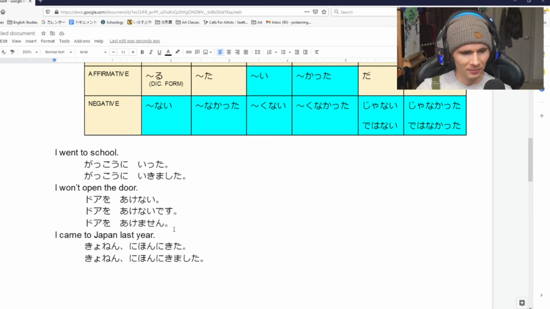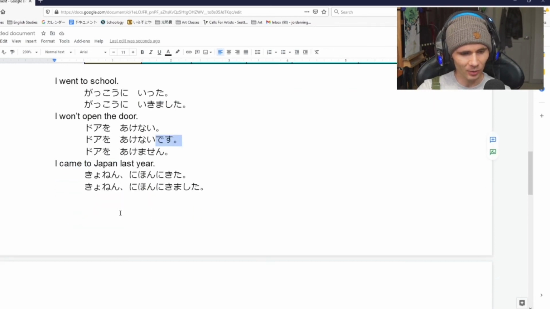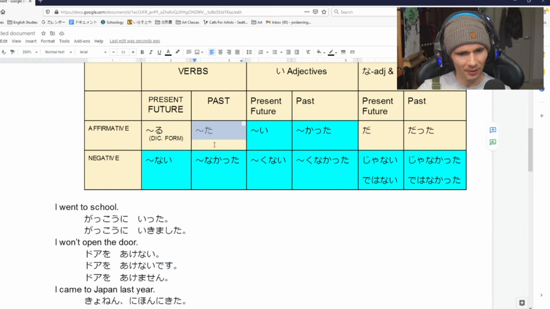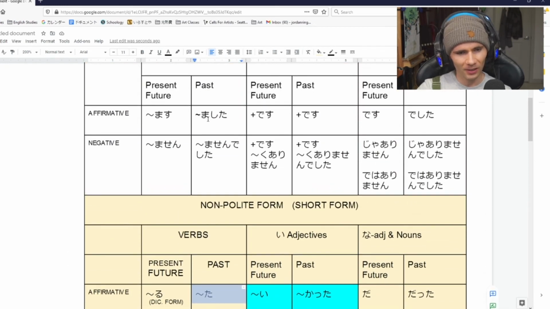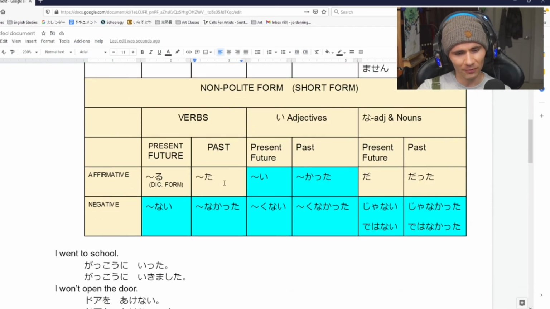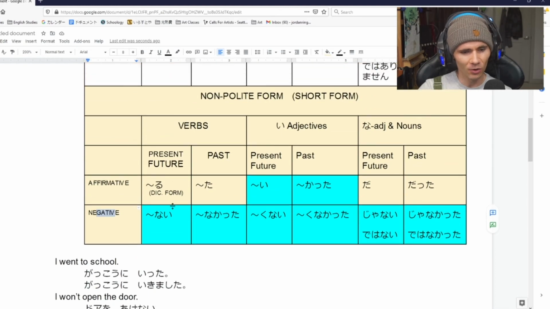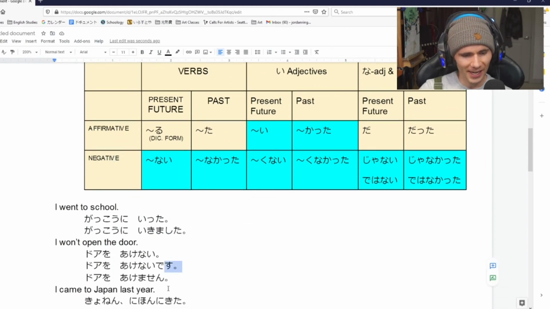So, once again, I want to point out that the reason why we could add desu to the end of this one, but not the other ones, is because all the other ones fell into the affirmative past category in the non-polite and polite form, and only this I won't open the door sentence fell into the present negative category, which is why we could add desu to it.